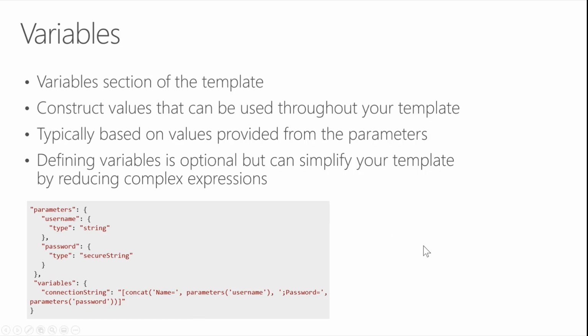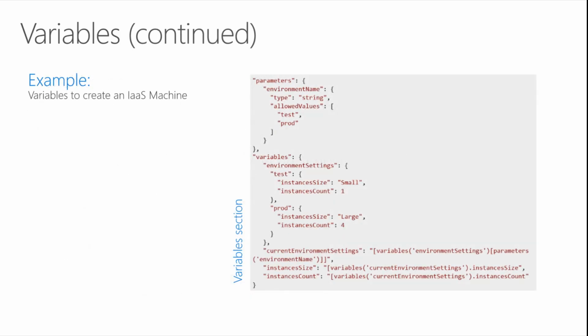So in this case, we have a concat function, which takes the name parameters username and the password, and it uses that for a connection string. So you can concatenate or kind of combine various other parameters or other variables in there to make one really cool, interesting variable.